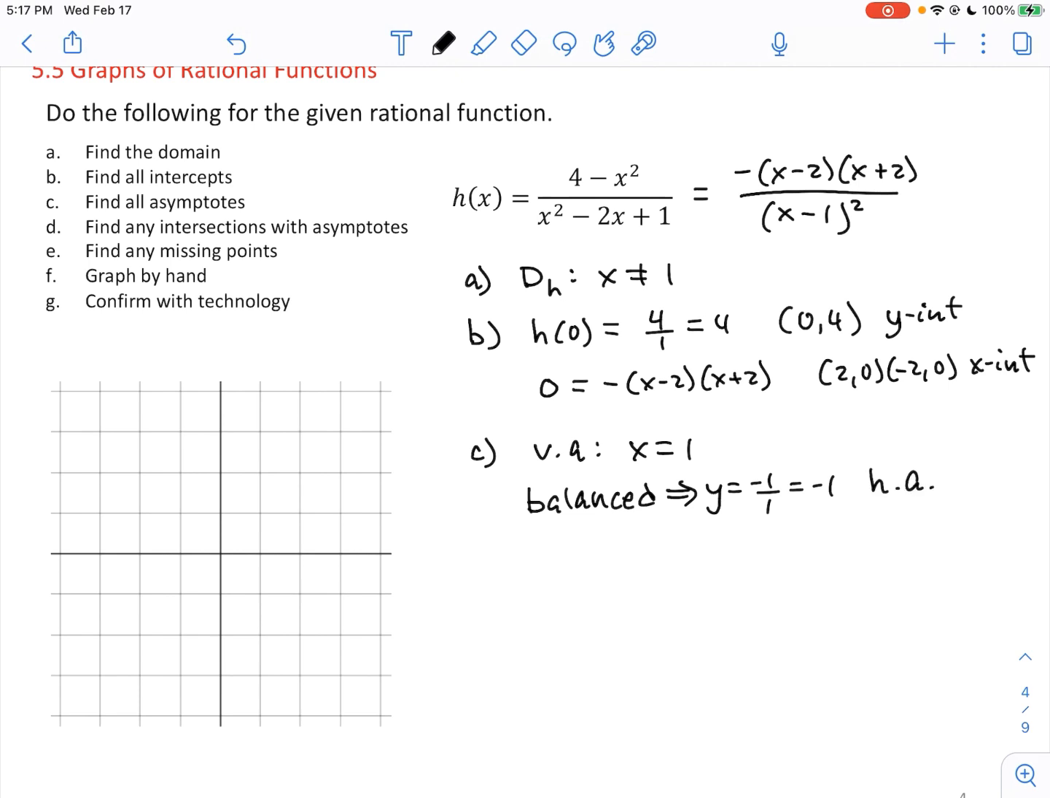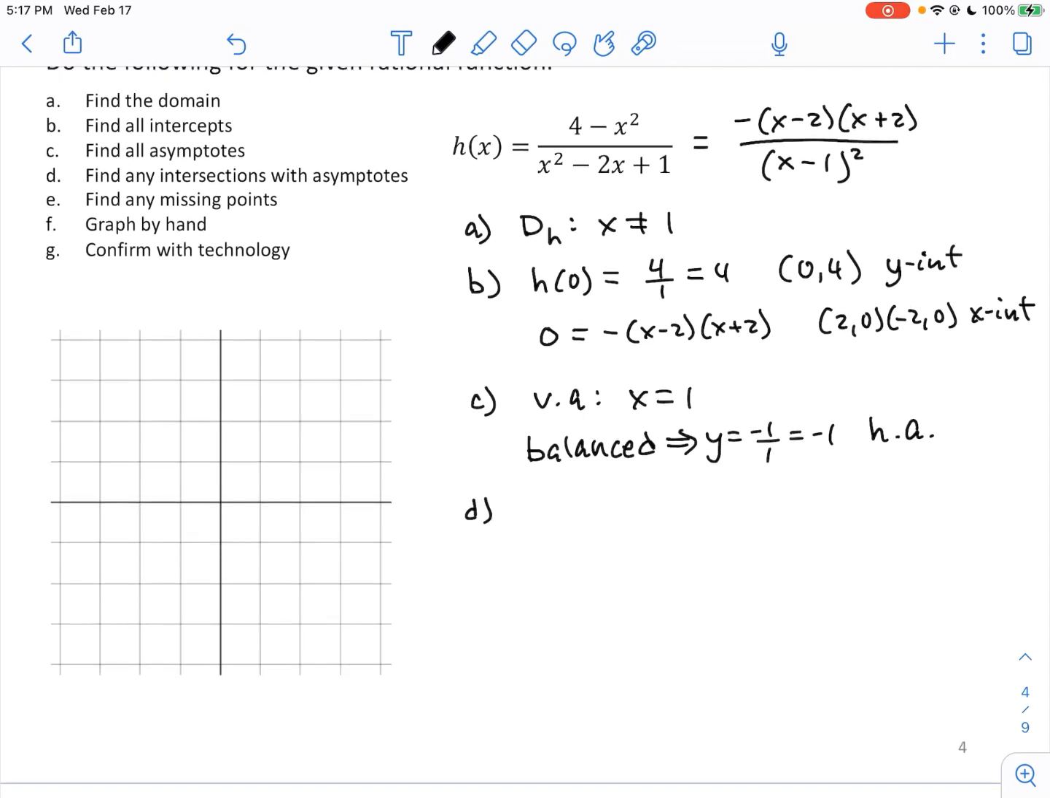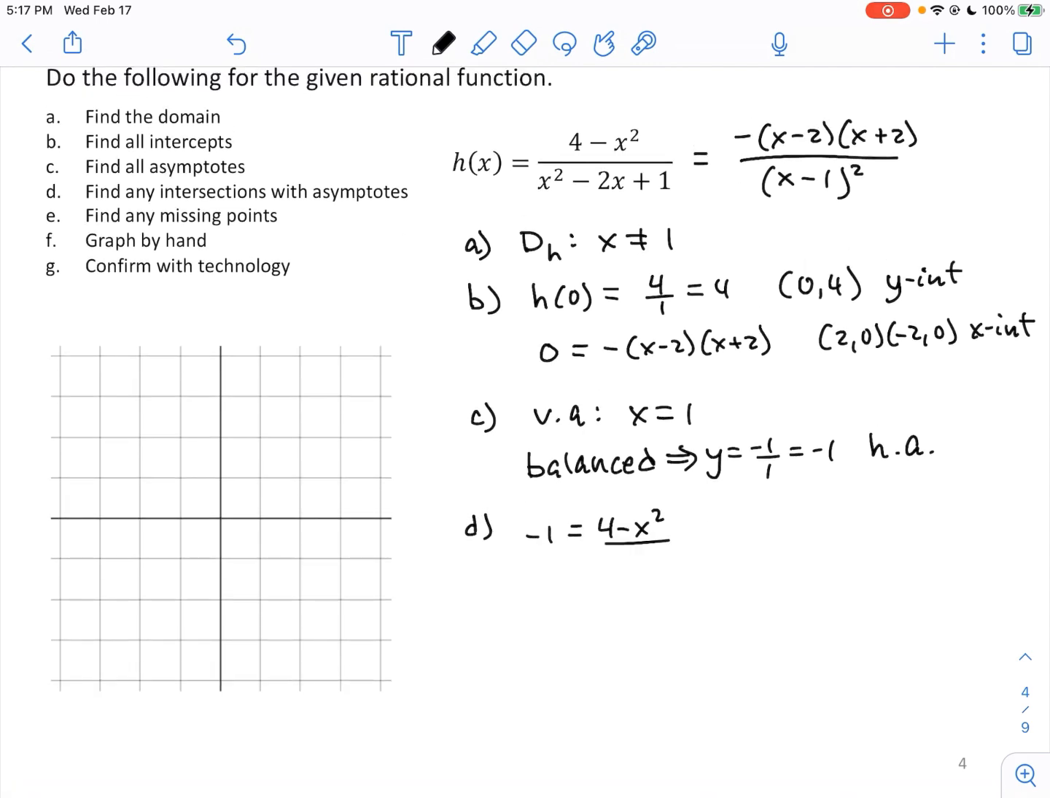D, find any intersections with asymptotes. So now we have to say, where does this function hit this asymptote? So we have to now solve an equation. We do this by setting the asymptote equal to the function. And I'm going to use the expanded form of the function, and then solve this equation for x to see if we have any points of intersection with this asymptote.